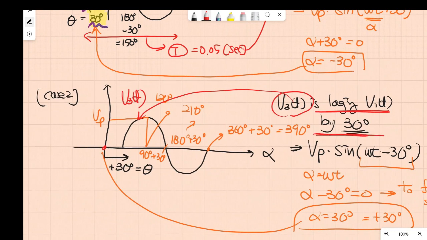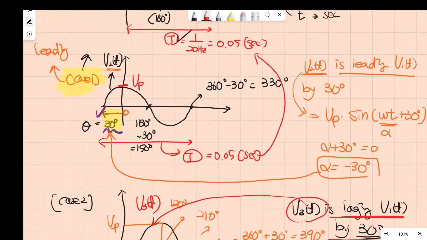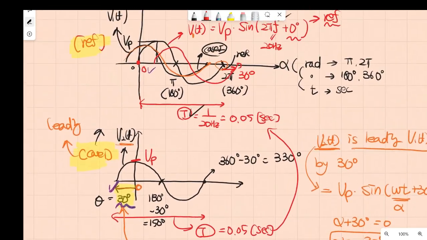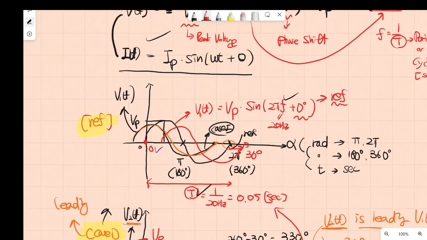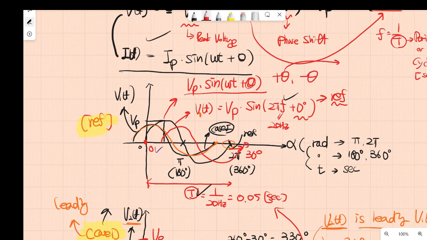So any sinusoidal waveform we can express in the general format: the peak voltage times sine omega t plus theta. It depends on the shift: plus theta, sometimes minus theta. Plus theta is leading, minus theta is lagging, and theta equal to 0 is usually the reference one.